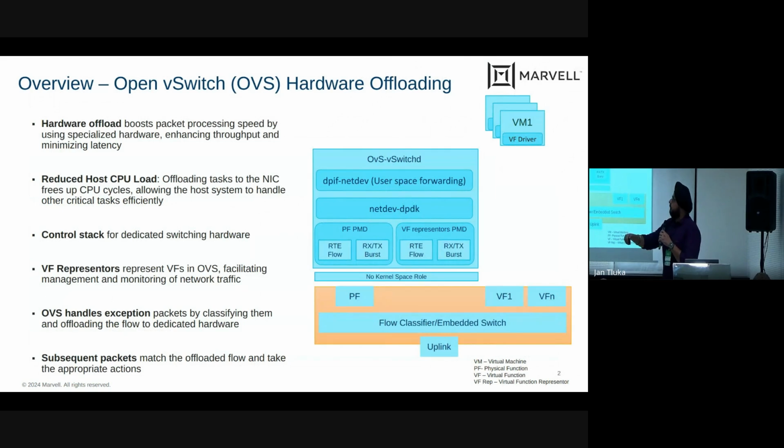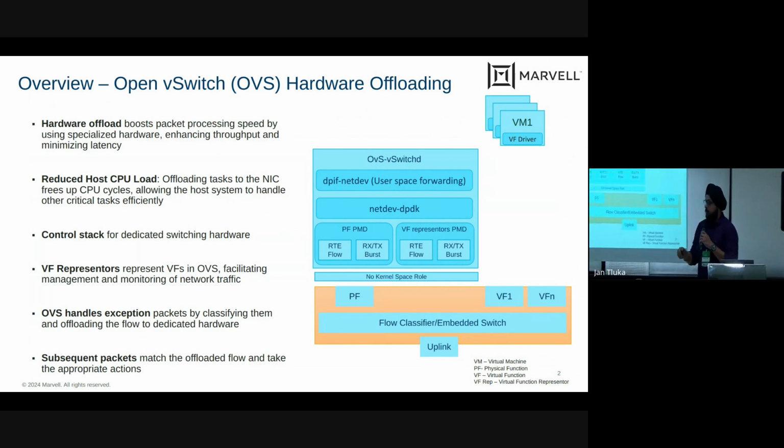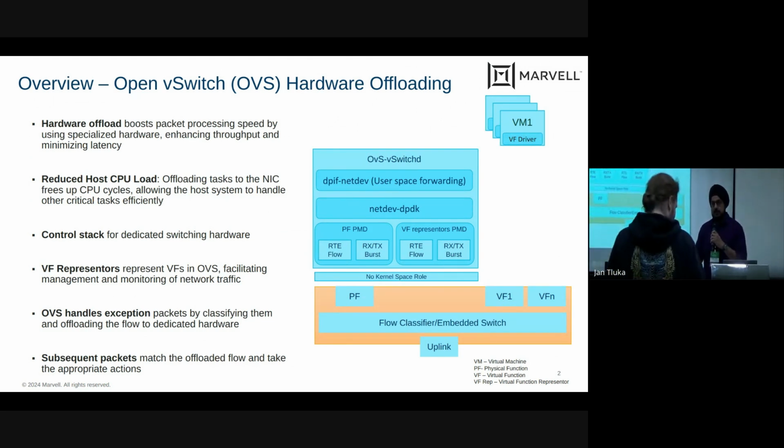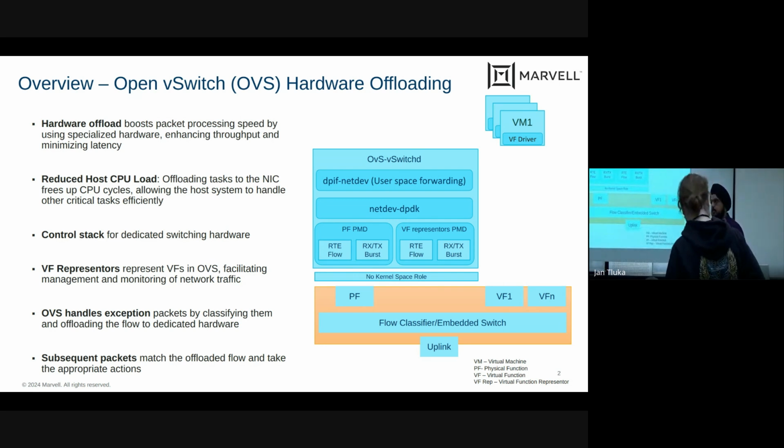To get started, a quick overview of the hardware offloading feature. In today's world, every packet counts, every microsecond counts. How efficiently a packet is handled makes the difference between smooth operation and a bottleneck. OVS has addressed these performance barriers and offers a control stack with which we can offload some high latency tasks into the hardware and get the best performance, while freeing up CPU resources for other critical tasks.